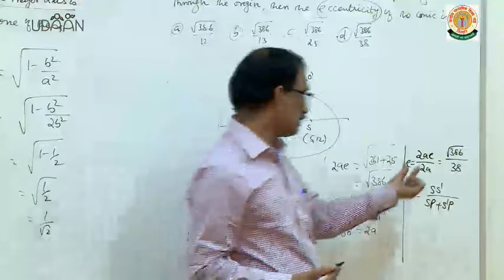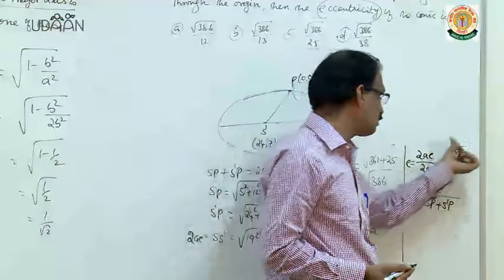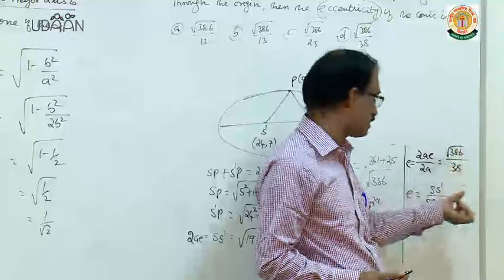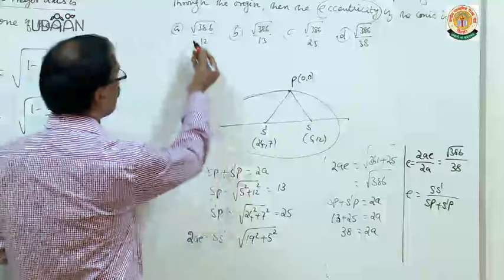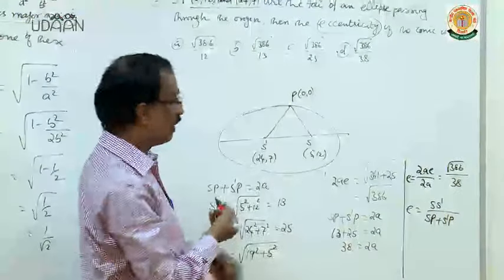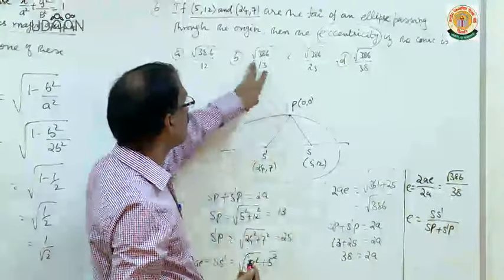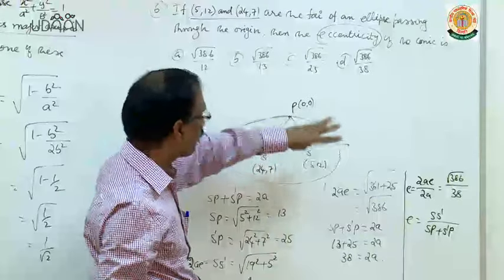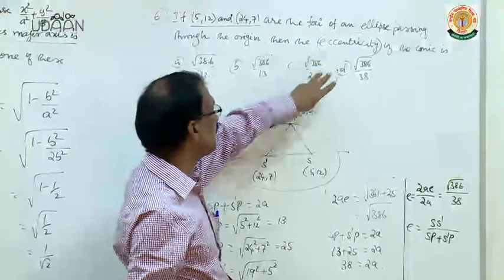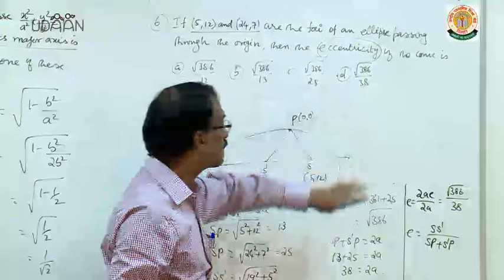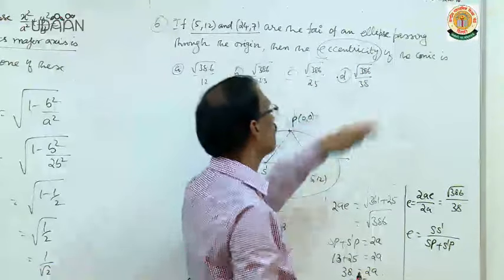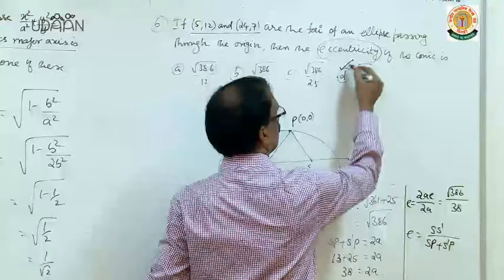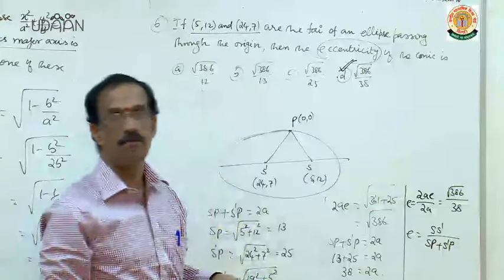So from this we get E equal to root 386 upon 38. Now check the options. Root 386 by 12, it is not. Root 386 by 13, it is also not. Root 386 by 25, it is also not. The last one, root 386 by 38, this is your required option.